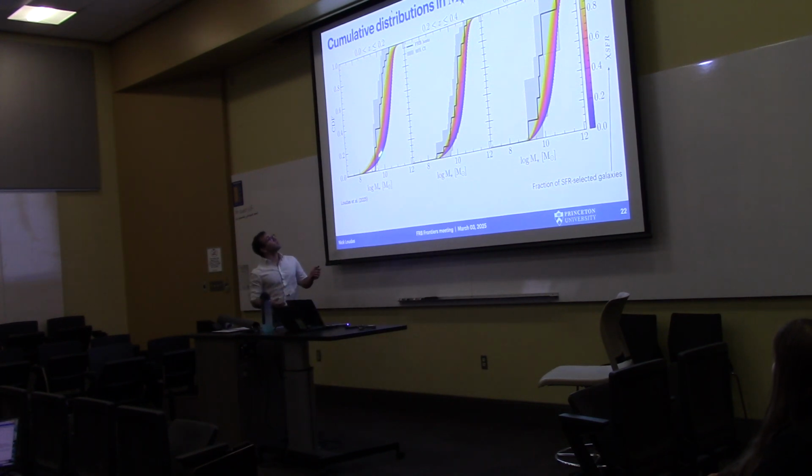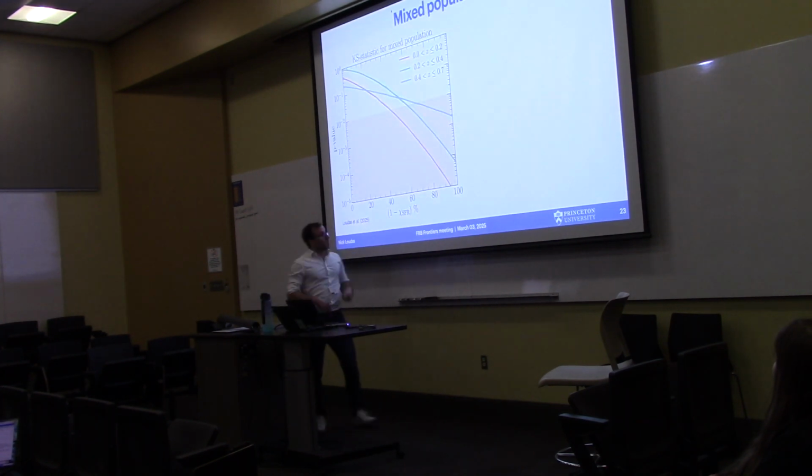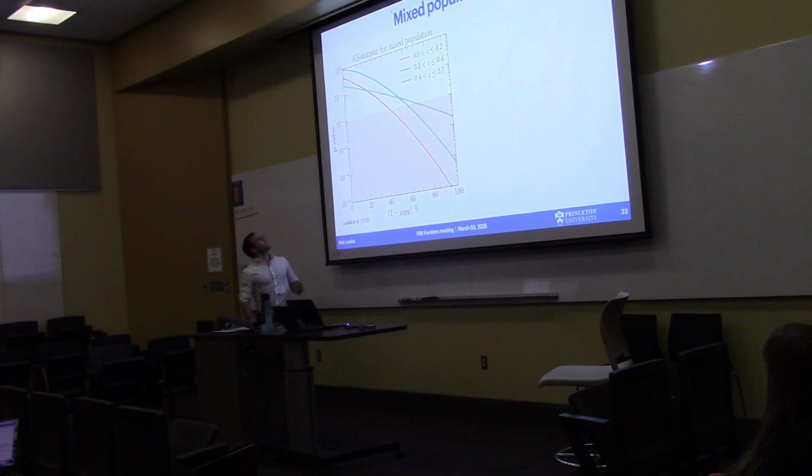Even by eye, if you consider the uncertainty in the data, you can see that something like a 50% mixture can be consistent with the data. And let's quantify that. Let's perform a KS statistical test for the different redshift bins. And this is what I have done here. Here I show you the p-value as a function of 1 minus XSFR, which is the fraction of galaxies that are weighted by stellar mass.